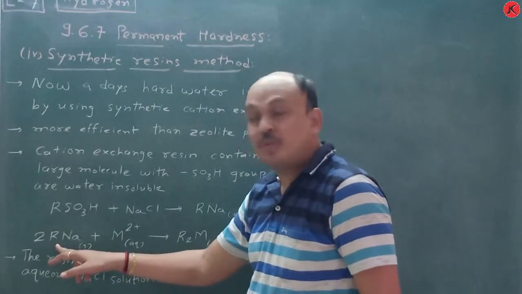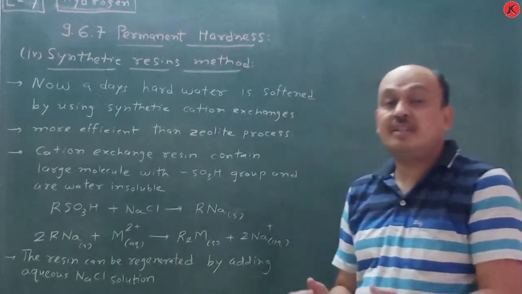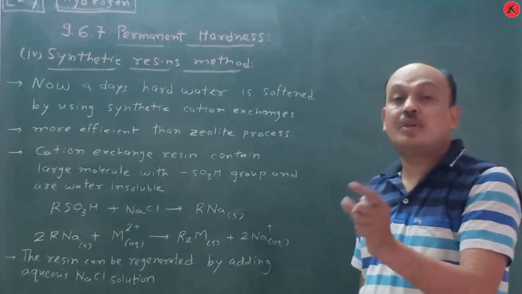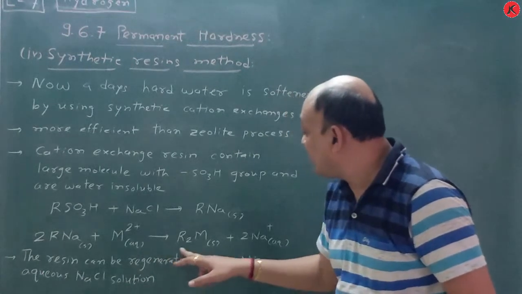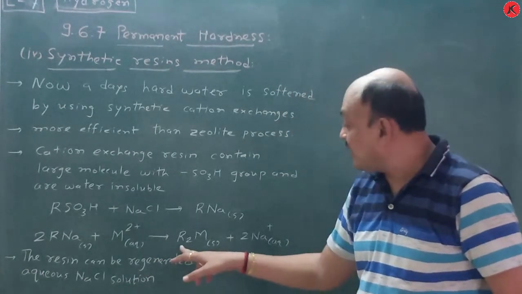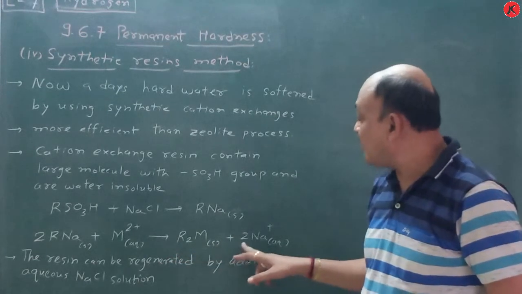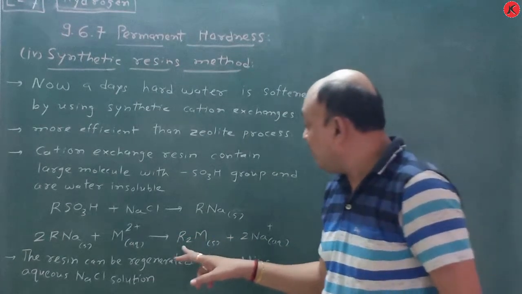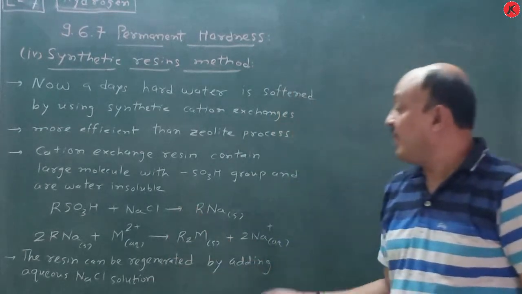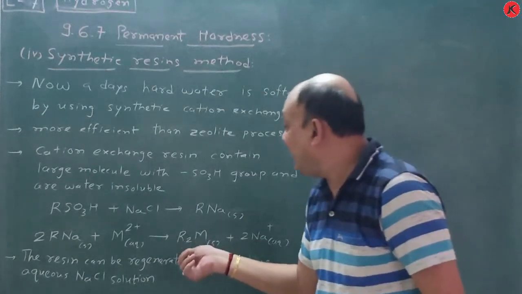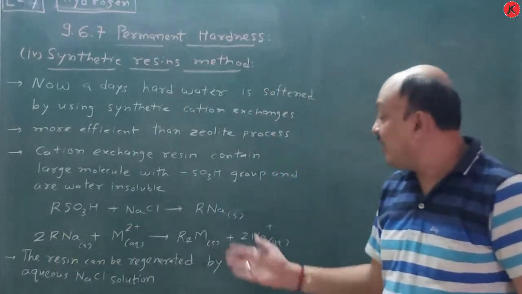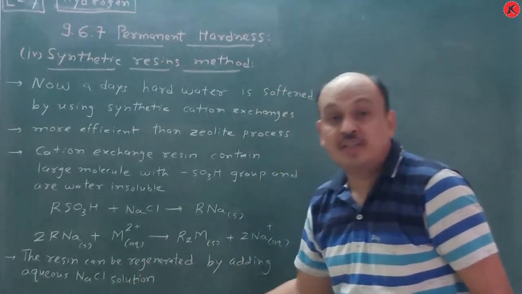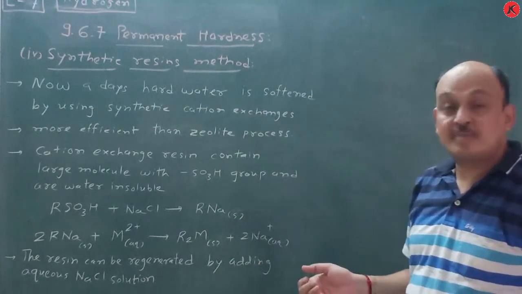Now 2 moles of alkyl sodium react with hard water containing M+2, that is Ca+2 or Mg+2 ion. It is converted into R2M, with the long alkyl chain, so R2M solid plus 2Na+. Here no charge is produced. This R2M again reacts with NaCl and we get 2RNA once again. So the resin can be regenerated by adding aqueous NaCl solution. This is all about the synthetic resins method.